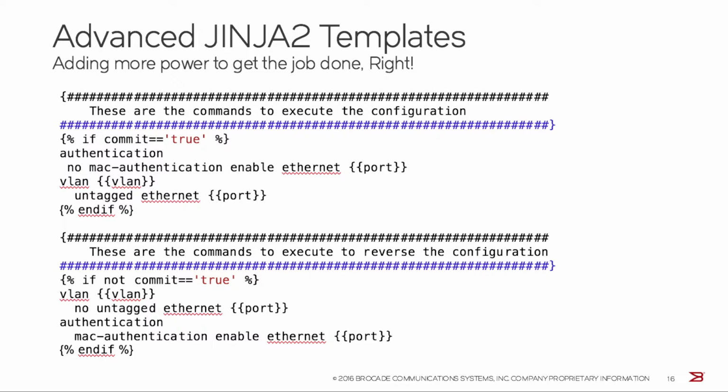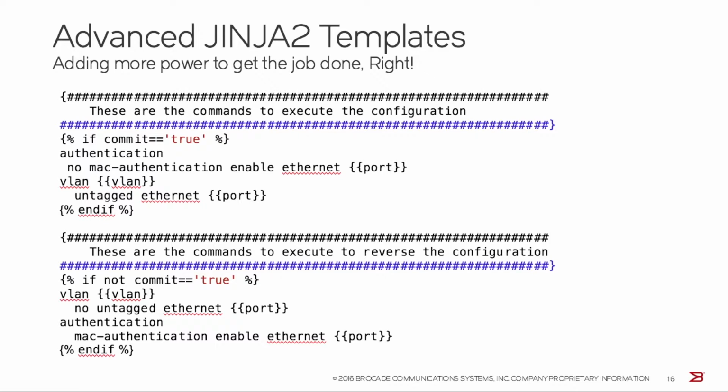Now, Jinja2 templates are pretty cool. They've got a lot of power, just like in Excel, where you can do formulas and a little bit of logic. You can also do that in your template. Now, this isn't a full install configuration template. This is kind of something that you might do after install, but it just shows you the power. We can put comments in the template. We can also do if-then statements to say, if this variable is true, then I want you to execute this set of commands.